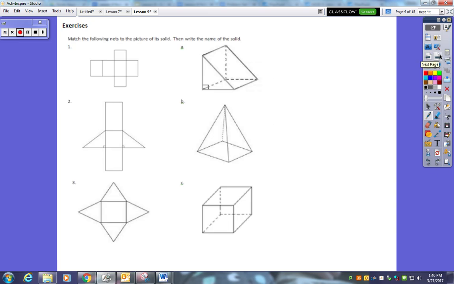Now there's going to be some exercises, so I'm going to allow you a chance to answer some questions. For the first one, you want to match the following nets, and your nets are along your left here, net 1, net 2, and net 3, with the solid that it would match. So you've got A, B, and C. So you want to match the net to the solid.